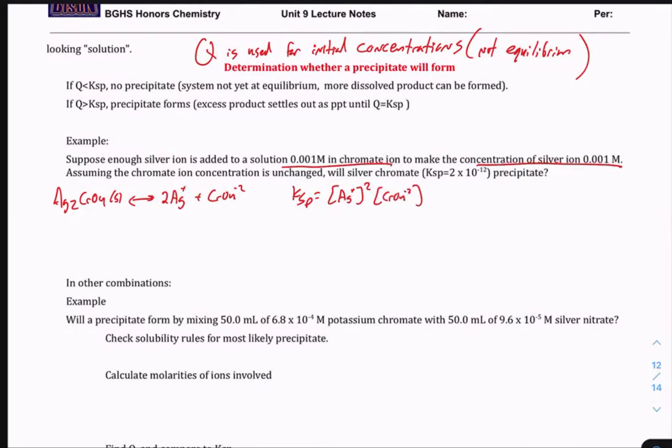Okay, so, you know what? I made a mistake here. I just totally made a mistake against what I said. This is not at equilibrium. These concentrations they are giving me are the initial, so I'm actually solving for Q. So if I plug in the values, I get 1 times 10 to the minus 9.